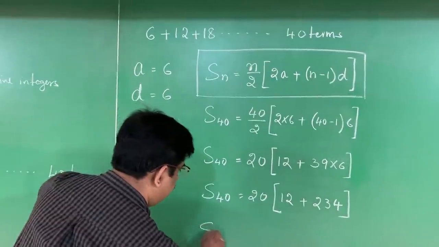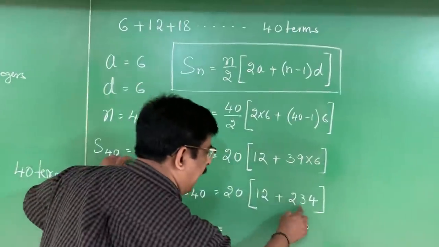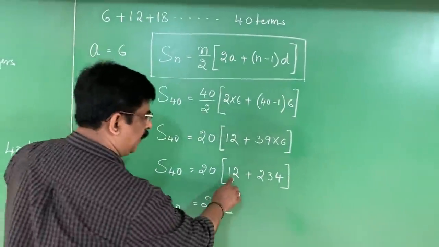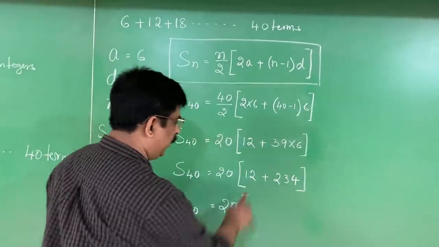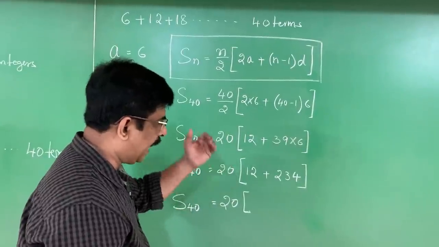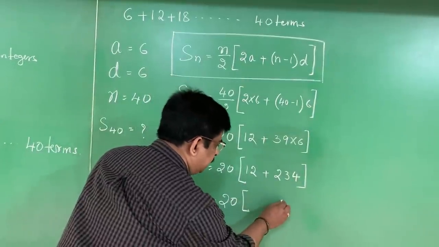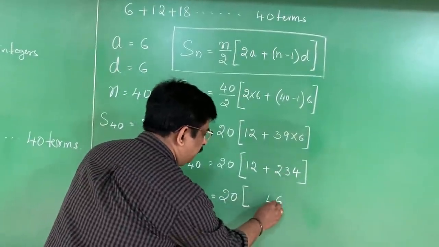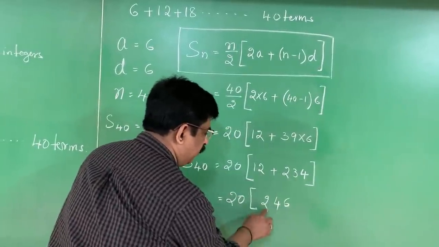Now what we have to do? Tell me, what we have to do? We should not multiply this. You have to add first and then come to it. Inside the bracket, what is there? See, 12 plus 234, you have to add. 2 plus 4, unit place. I have seen papers, children are not able to add. Addition also they are finding it difficult. 2 plus 4 is 6. 1 plus 3 is 4. And 234 plus 12 is equal to 246.